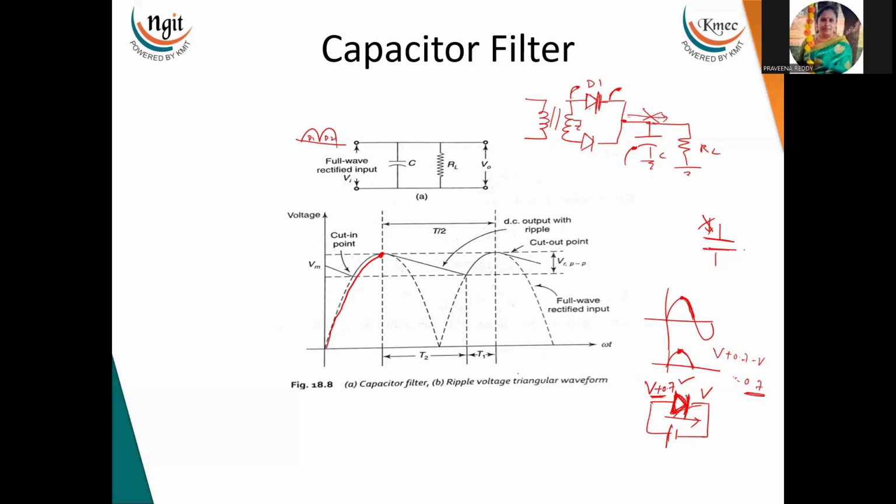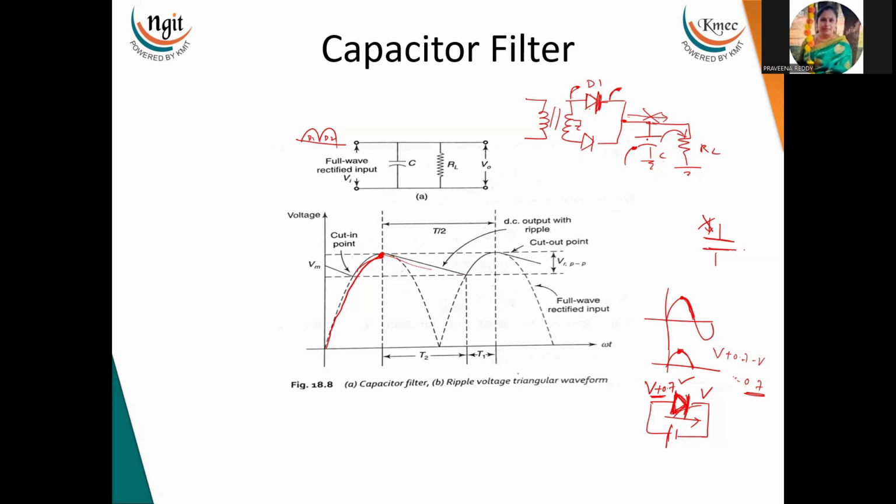If there is no current, then the capacitor will try to discharge. When the diode is not conducting, then only the capacitor will provide the path. Now here the resistor is available, so the capacitor will discharge through the RL. You can see that after reaching the maximum, the diode is not conducting, thereby it is discharging.